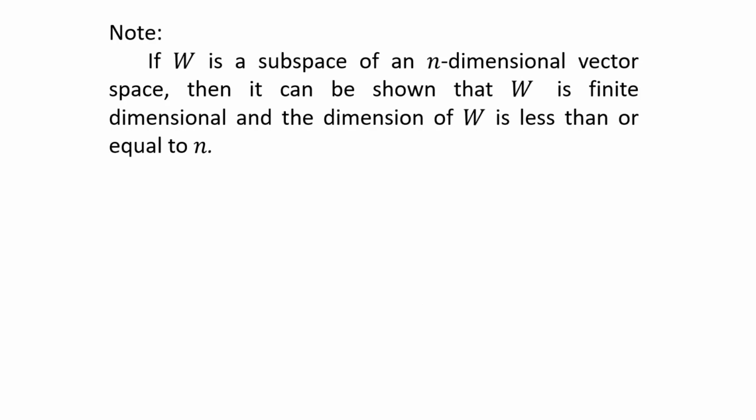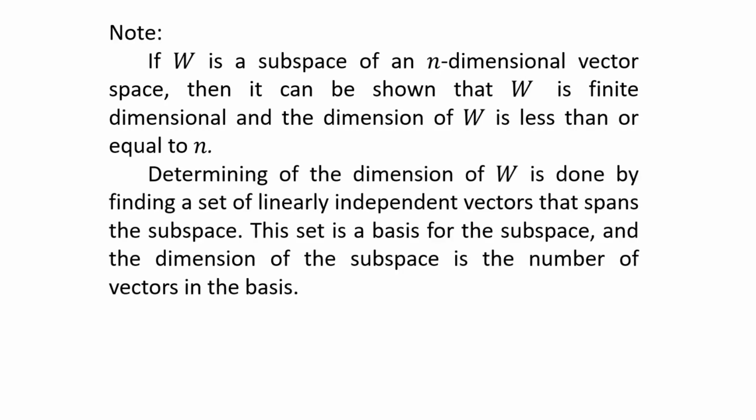Now we note that if W is a subspace of an n-dimensional vector space, then it can be shown that W is finite dimensional and the dimension of W is less than or equal to n. Determining the dimension of W is done by finding a set of linearly independent vectors that spans the subspace. This set is a basis for the subspace, and as in a vector space, the dimension of the subspace is the number of vectors in the basis.